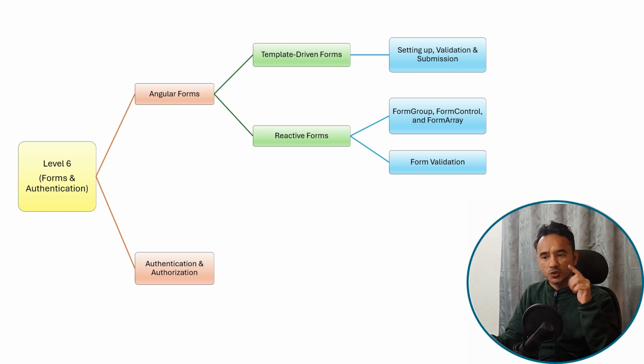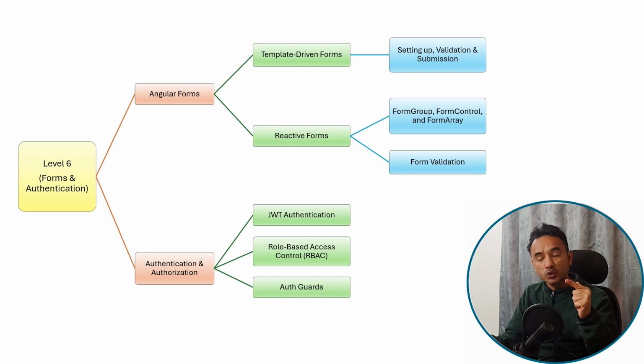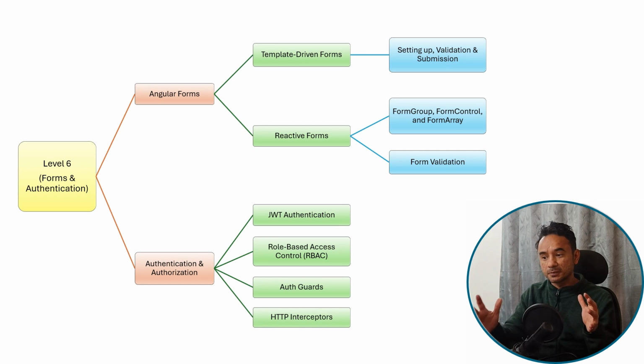Inside authentication, first you have to understand both these concepts. Then inside you have to explore the JWT authentication. Next, role-based access control. Then explore how to protect the routes by using the auth guards, which is the part of routing also. And how to handle the HTTP requests with HTTP interceptors. Very important. So that's all about level 6. And as I said, from interview point of view, JWT and HTTP interceptors are very important. Okay.